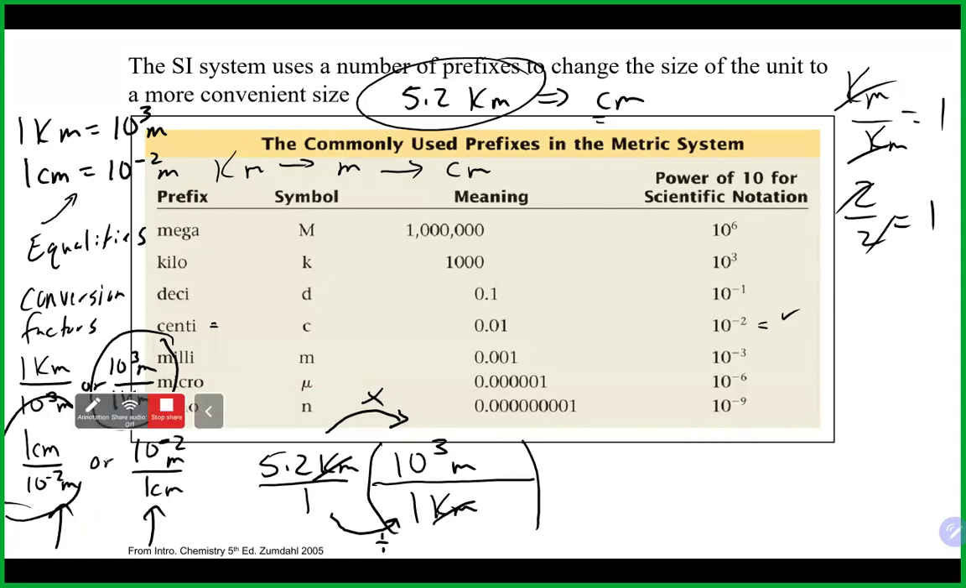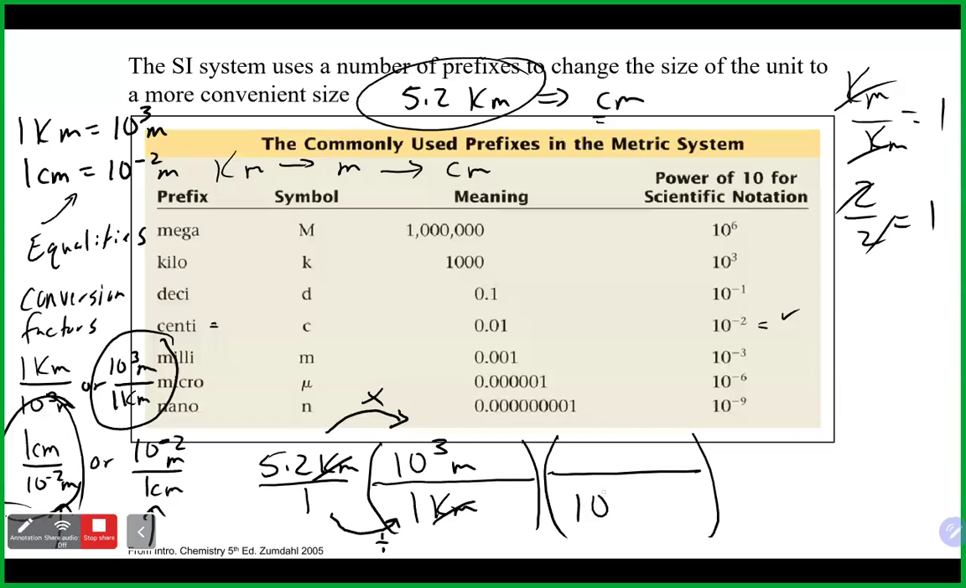Whoops. So we'll do that. Maybe move that back down. And I'm going to then use the one on the left, which will give me 10 to the minus 2 meters and 1 centimeter. Once again, if I look at my units, I got meters on top, I got meters on the bottom, which means they are going to cancel, yeah? And I am left with what unit? Which is exactly what I'm looking to get to, right?